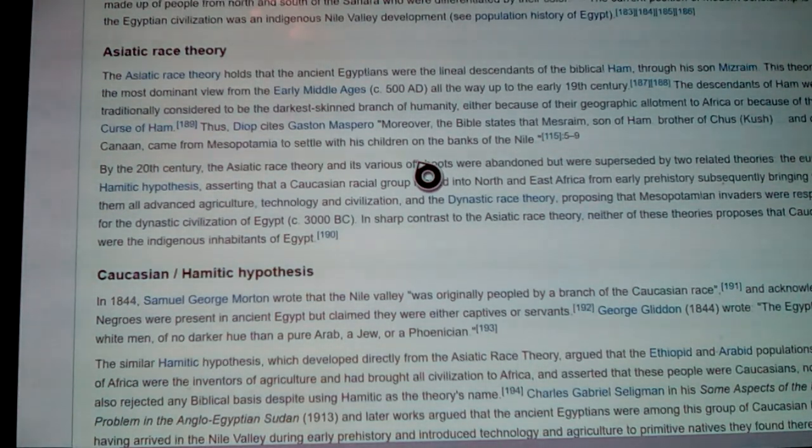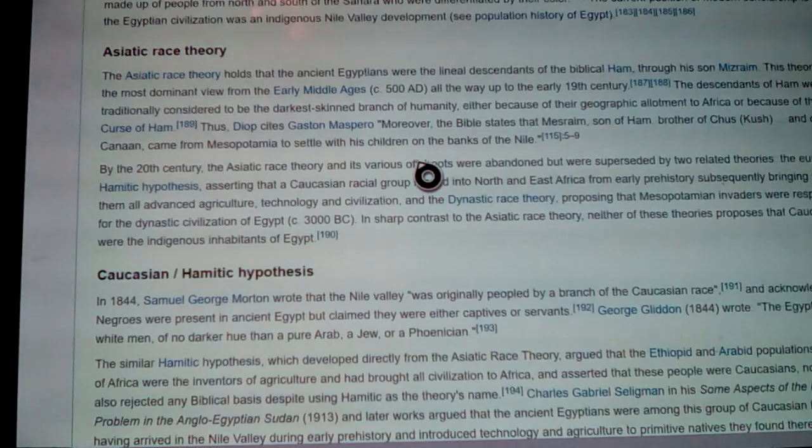The Asiatic race theory holds that the ancient Egyptians were the lineal descendants of the biblical Ham, or Hamites, through his son Mizraim, which has a name that goes with an ancient name for Egypt. And so this works together with that Caucasians in Egypt situation. This theory was the most dominant view of the early Middle Ages. All the way up to the early 19th century, the descendants of Ham were traditionally considered to be the darkest skinned branch of humanity, either because of their geographic allotment to Africa, or because of the curse of Ham.